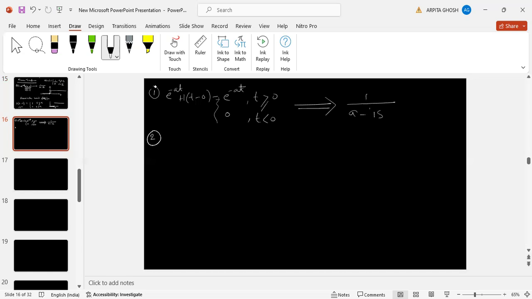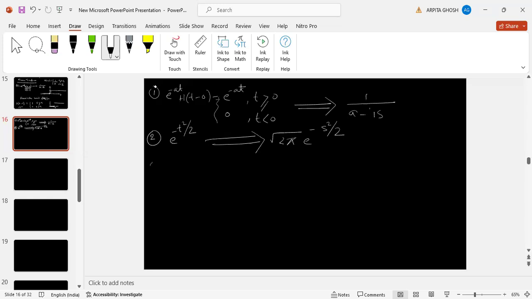Second function is e to the power minus t square by 2. As I told you yesterday, this is of utmost importance. This is of maximum importance, and maximum application is there for this particular function and its Fourier transform. For e to the power minus t square by 2, the Fourier transform is given by root 2 pi into e to the power minus s square by 2. Here it is e to the power minus s square by 2. Along with that, we have this root 2 pi.